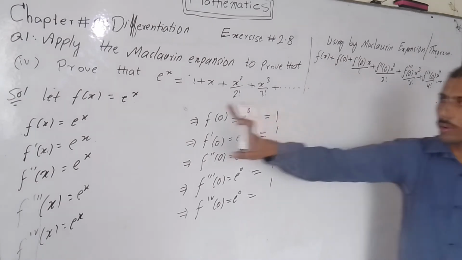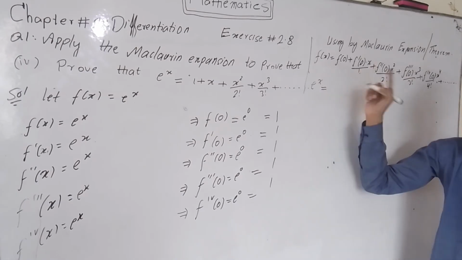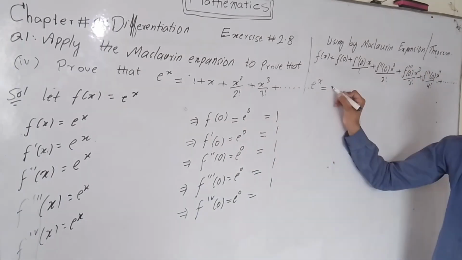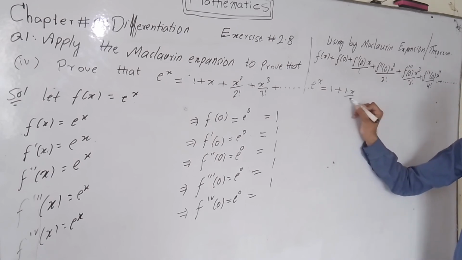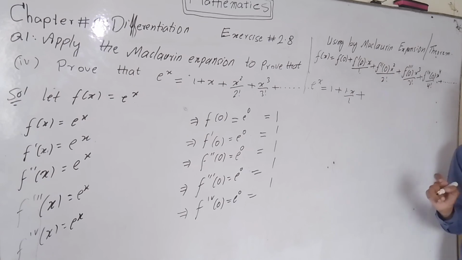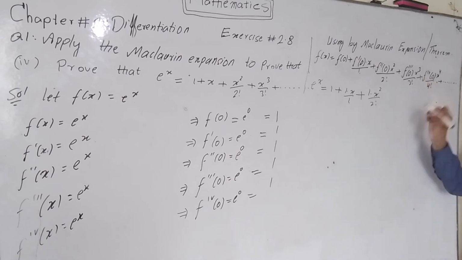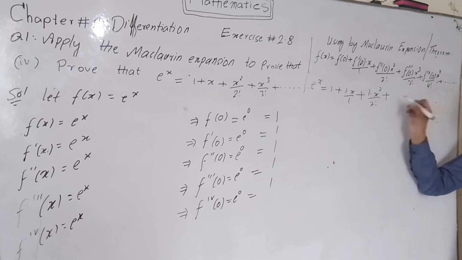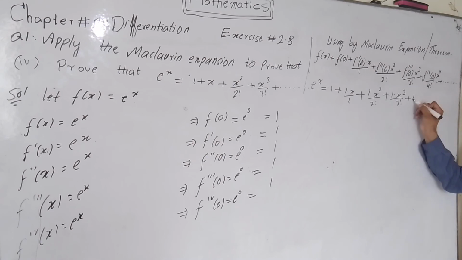f of x is equal to e power x, which is equal to f of 0, which is equal to 1, plus f prime of 0, which is equal to 1, dot x divided by 1 factorial, plus f double prime of 0, which is equal to 1, dot x square divided by 2 factorial, plus f triple prime of 0, which is equal to 1, dot x cube divided by 3 factorial, plus f fourth prime of 0, which is equal to 1, dot x to the 4 divided by 4 factorial, plus, and so on.